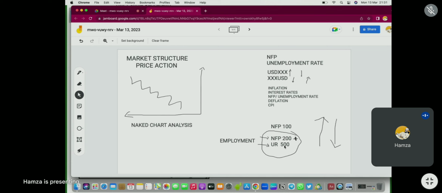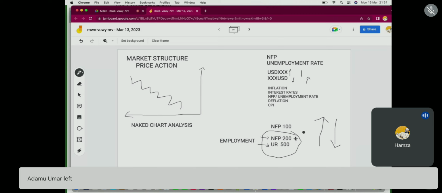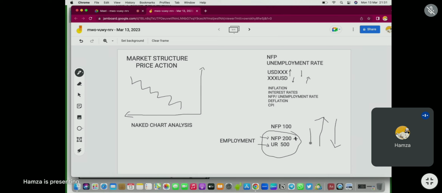Okay? So what happened in the United States was the NFP print was positive. They had created new jobs. Excellent. But overall, they had also lost more jobs in that same period. So definitely for that month, the United States economy would be in red. So it would definitely be a negative for the DXY, for the dollar. I hope you guys are following.